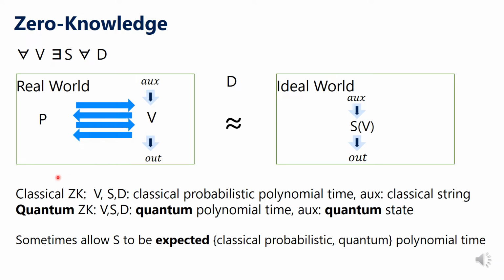There are several variants of zero-knowledge. The first is classical zero-knowledge, where everything, V, S, D, and O, is classical, and in quantum zero-knowledge, V, S, D, and O are quantum. We also sometimes allow the simulator to be expected polynomial time rather than fixed polynomial time. Whether we consider an expected or a strict polynomial time simulator depends on the context.